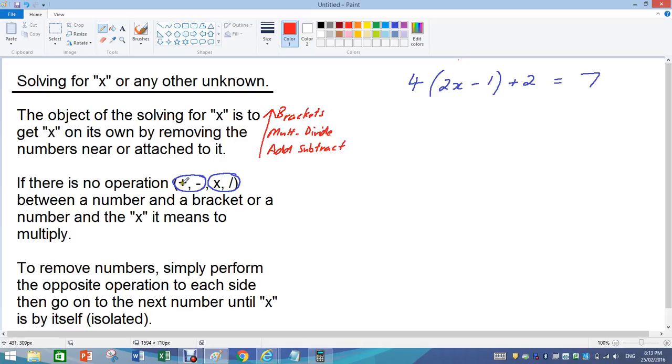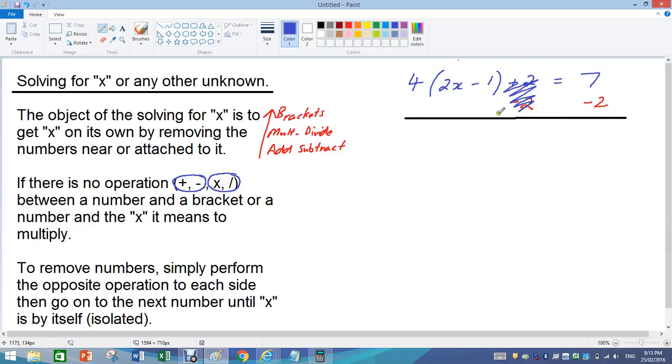Remembering, of course, plus is opposite to minus, and times is opposite to divide. First thing we need to do is remove this plus 2. So to do that, opposite of plus 2 is minus 2. The right side of the equation, we have to do the same, minus 2. Now we can rule it off and do our work.